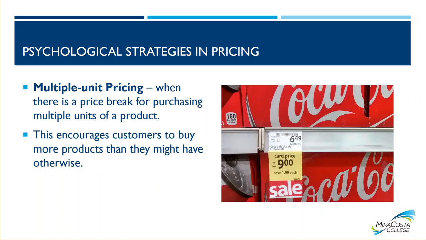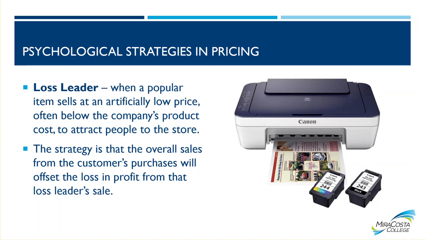Multiple unit pricing. When there is a price break for purchasing multiple units of a product, this encourages customers to buy more products than they might have otherwise. I will admit my husband falls for this all the time at the grocery store, and I say, what the heck are we going to do with 4 cases of soda? But it was 4 for less, it was cheaper. Okay, now we have all this soda at the house. So, yep, I definitely fall for it as well.